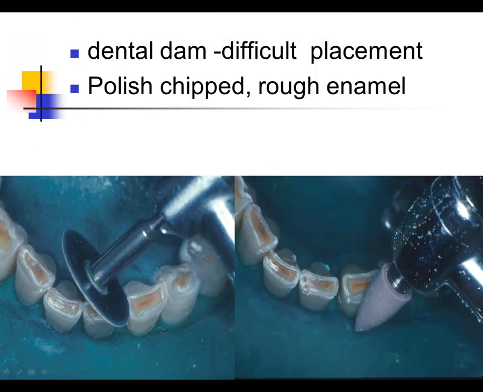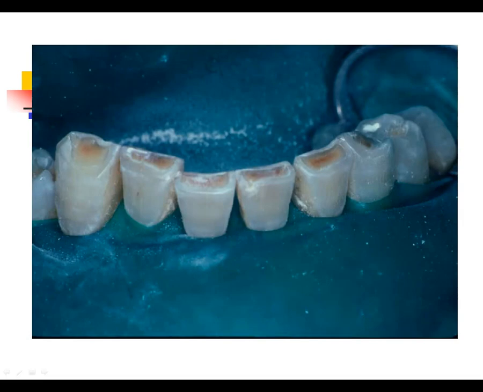So we're going to place a dental dam. It is a difficult placement because in most cases these teeth have no incisal embrasures or posterior embrasures. We're going to smooth with a medium disc and then polish with a rubber abrasive to remove and smooth the rough enamel. And here we're looking after the polishing. We've removed all chipped enamel and left a more intact enamel that we'll be able to establish a cavo-surface margin to.